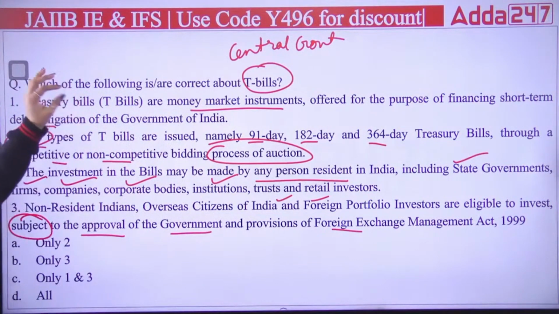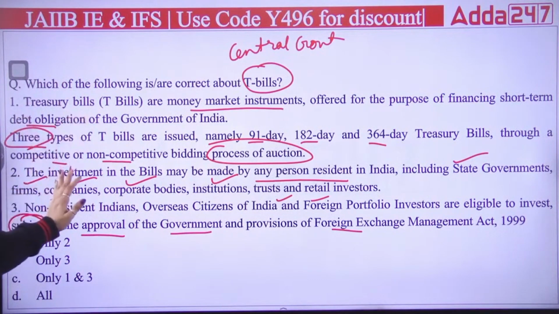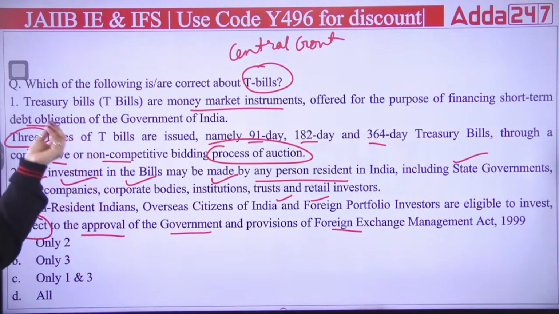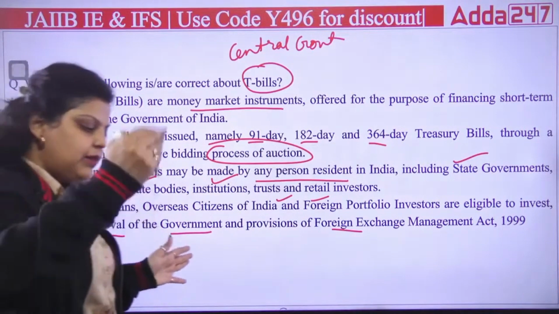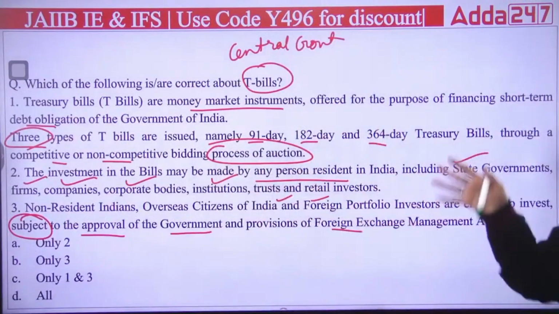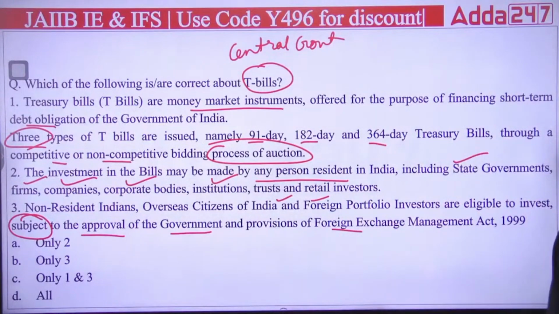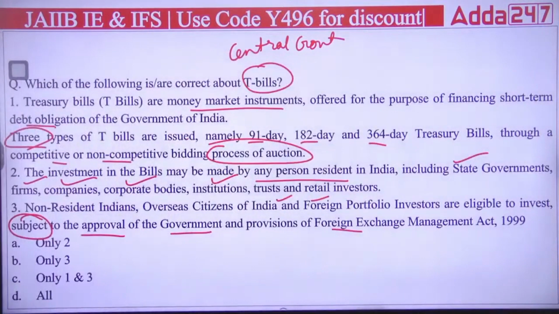So the first statement talks about what a treasury bill is and what the types of treasury bills are. The second statement talks about who can invest or participate in treasury bill transactions. And the third one says that NRIs, OCIs, FPIs can also participate, but they have to take approval from the government and be allowed according to the FEMA regulations. So you have to answer which of the following is correct about your treasury bills: A, B, C or D. Which of the following is right here?